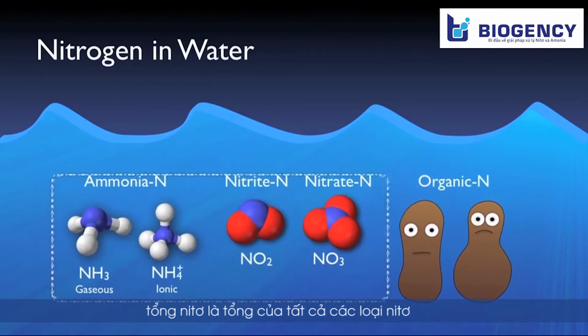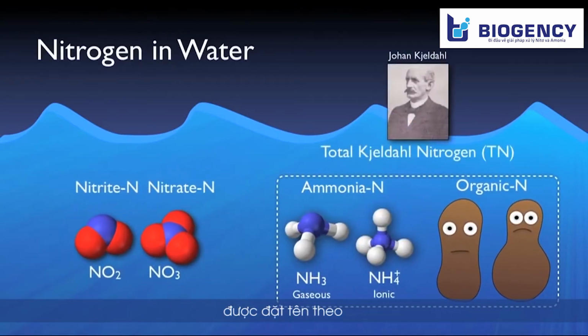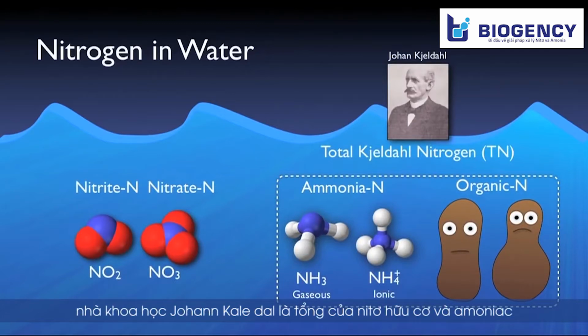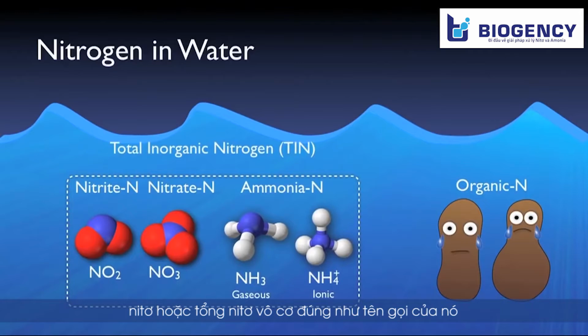Total nitrogen, as the name implies, is the sum of all types of nitrogen. TKN, or total Kjeldahl nitrogen, named after the scientist Johan Kjeldahl, is the sum of only organic nitrogen and ammonia nitrogen. TIN, or total inorganic nitrogen, is just as the name implies, the total nitrogen minus the organic nitrogen.